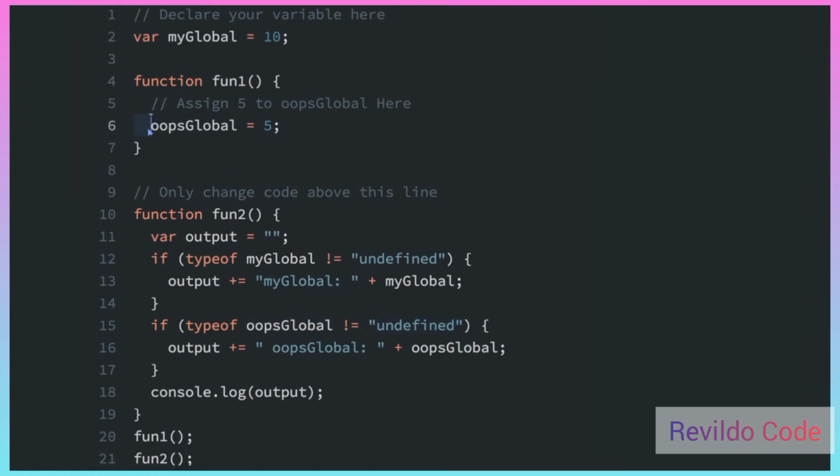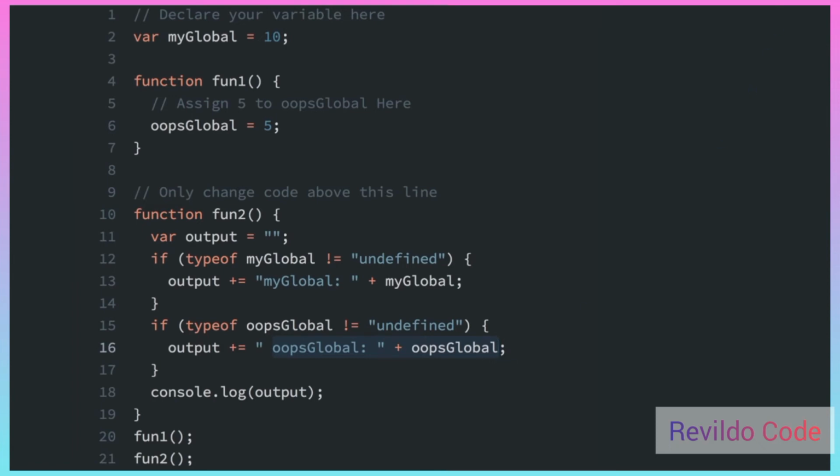So if we put the var keyword, then oopsGlobal would equal undefined, and then we would never have this line in the output. However, since we did not put the var keyword, oopsGlobal equals 5, and this will be added to the output. oopsGlobal and then the colon 5. So when we console.log the output, it's going to say myGlobal 10, oopsGlobal 5.